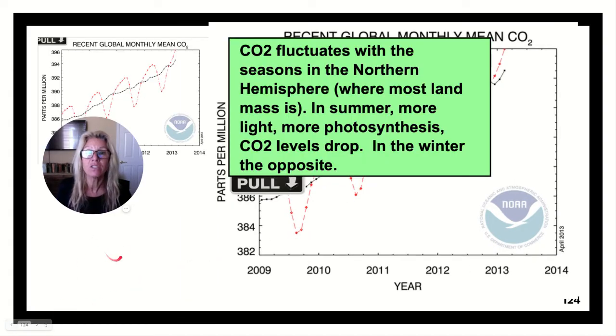The reason that CO2 fluctuates is whether it's summer or winter, because in the summer, that's when you're going to be able to do the most photosynthesis and remove most of the CO2 because you have more light during that time over longer periods of time than in the winter. And so that's why you see it fluctuating.